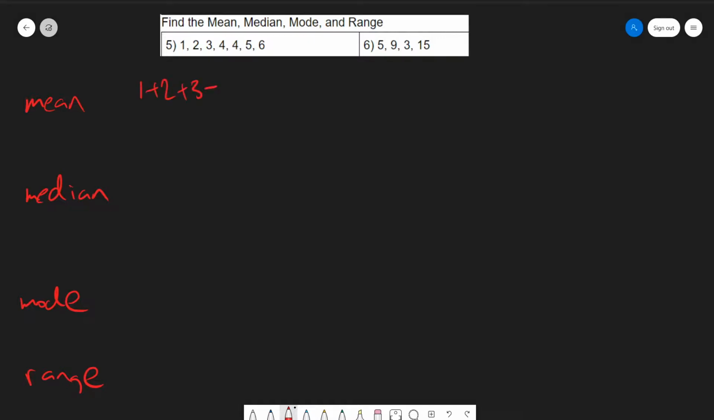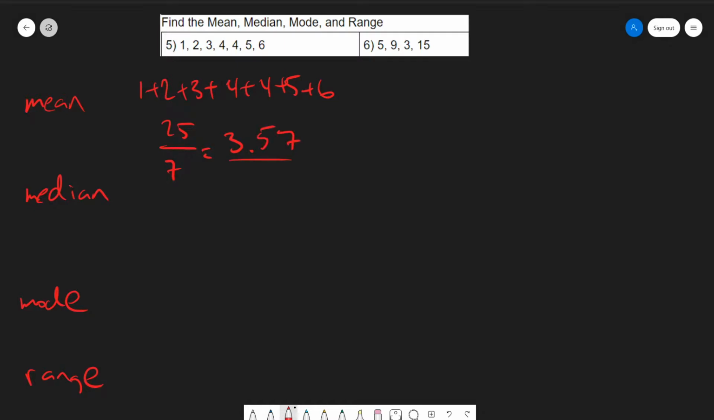For the mean, we're going to add them all up. So 1 plus 2 plus 3 plus 4 plus 4 plus 5 plus 6. If your numbers are big, use a calculator. 6, 10, 19, 25. So 25 divided by 7 total terms. That looks like it's about 3 and 4/7. Let's look at 4/7 in a calculator: 3.57.